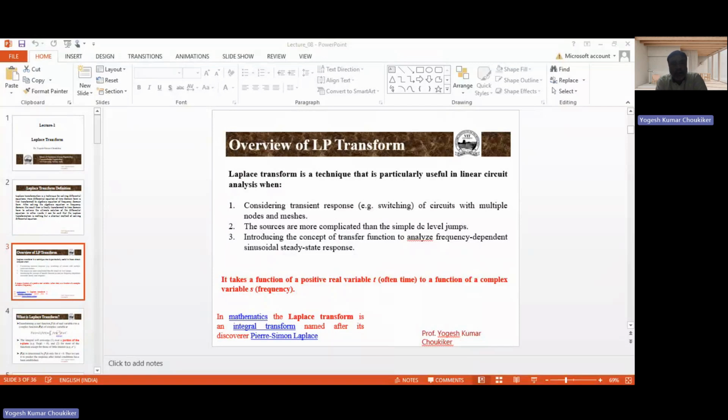So here you can see the exponential function. When t is less than 0, the function value is 0. When it is greater than 0, it is e to the power minus at. Now we have to take the Laplace transform of e to the power minus at.